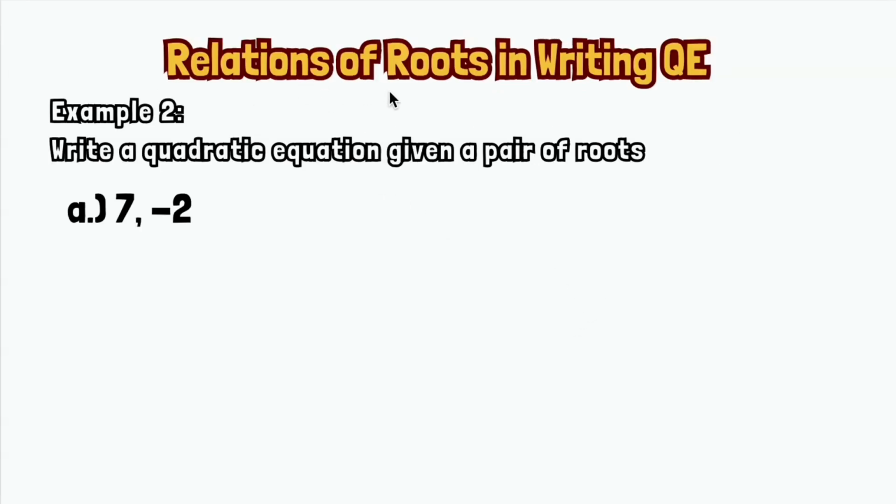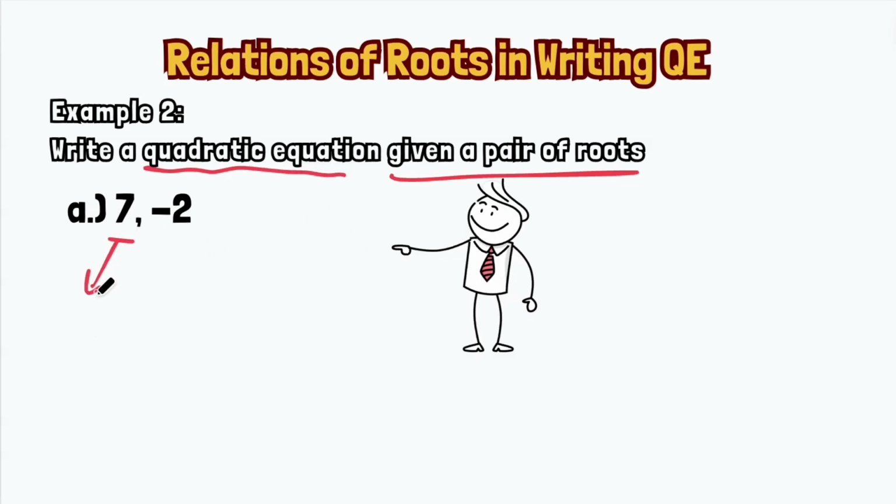Okay, so as we continue for our second example, we will write a quadratic equation given a pair of roots. So, how is it possible? Paano yun, no? Given the knowledge that we have in the previous discussion, we could write a quadratic equation. So, given here 7 and negative 2. What is 7 and negative 2? 7 is our representation of root 1. Negative 2 would be our root number 2. From these two roots, gagawa daw tayo ng quadratic equation.